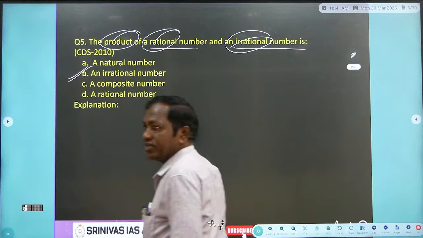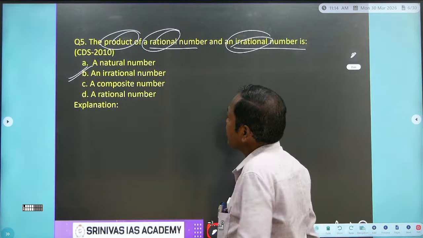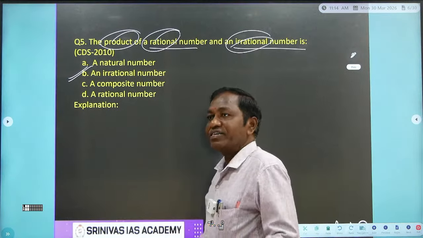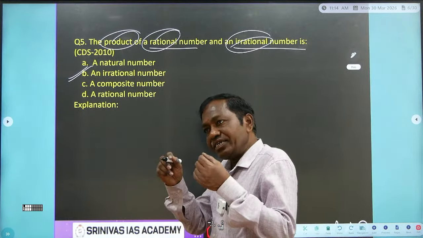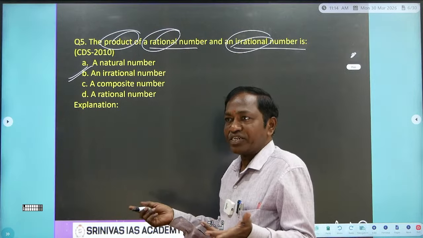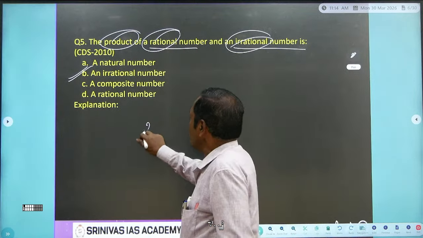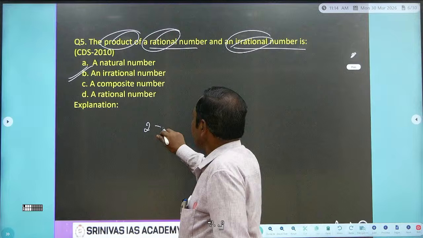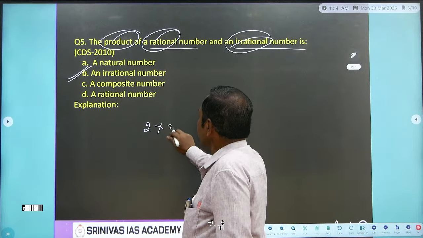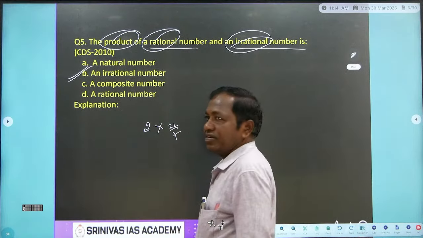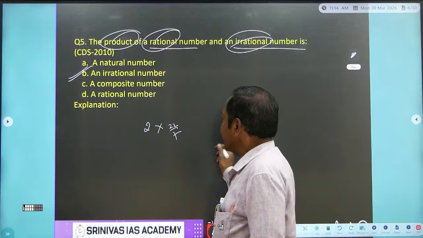Option B. Option B. Why? Because you can take, what is a rational number? I told you already, any natural number is a rational number. If we take 2 into 22 by 7, like that. So always like that.